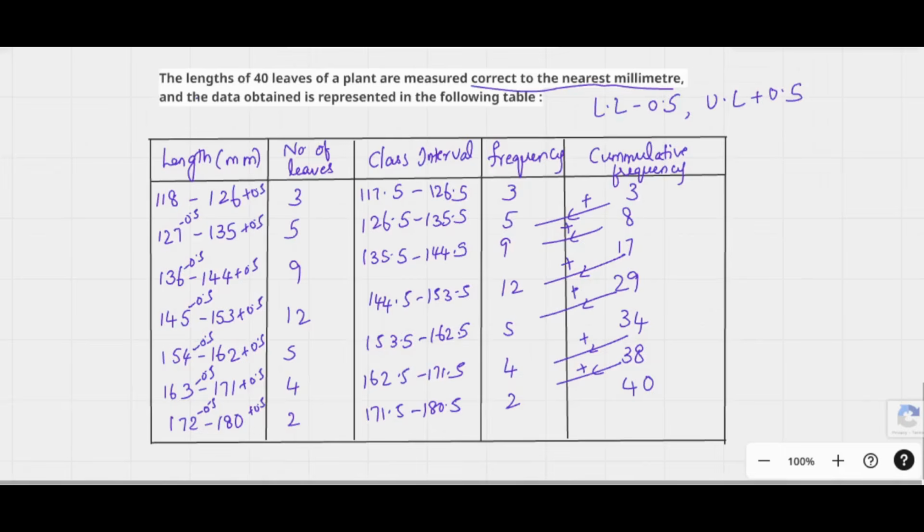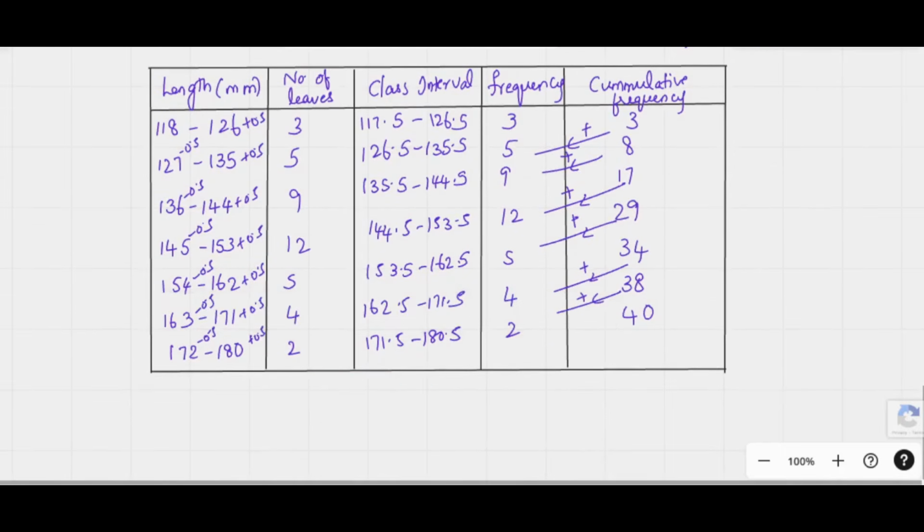Now we have to find out n. What is n here? We got n as 40. Then n by 2 will be equal to 20. And also now we have to know our cumulative frequency and frequency for the formula, and what is h. So what is h here? h is equal to 126.5 minus 117.5, that is equal to 9. That will be our h. We got our h, we got our n by 2.